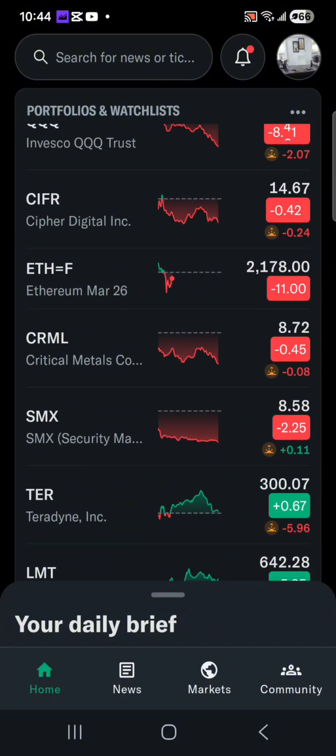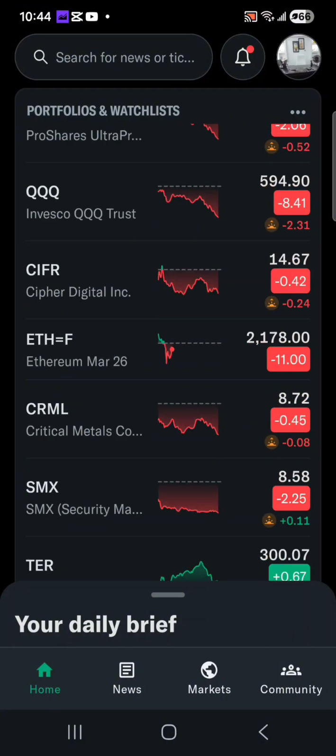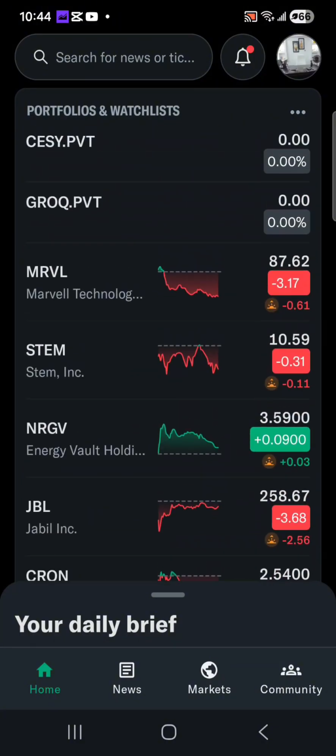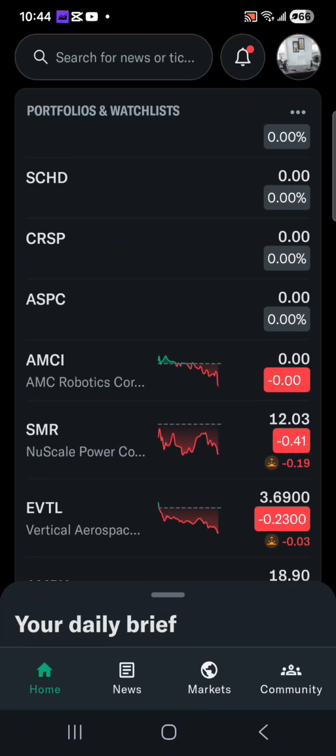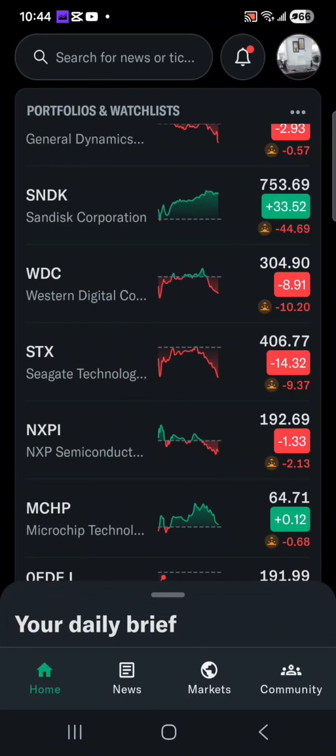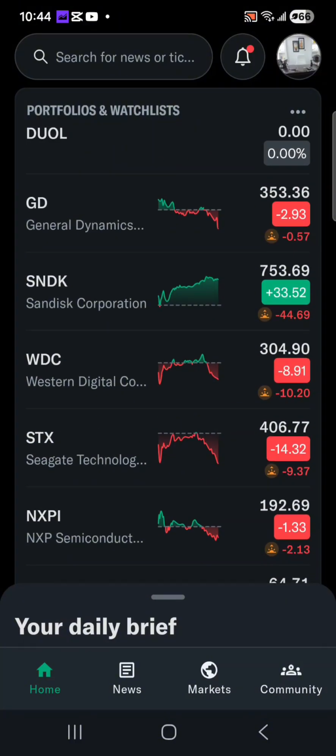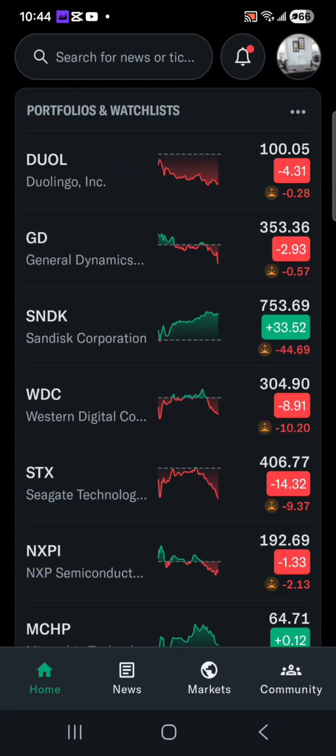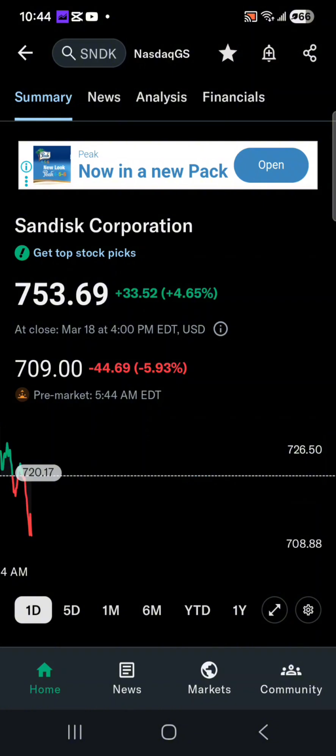And so let me look for SanDisk. Yes, I'm looking for SanDisk. Okay, good. This is SanDisk. Right now, it is already trading minus $44.69. The market has not opened at the time of this recording.